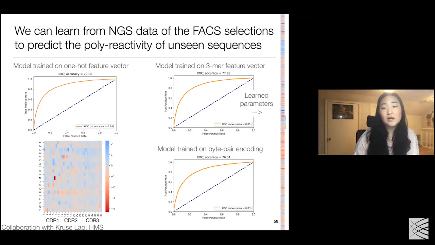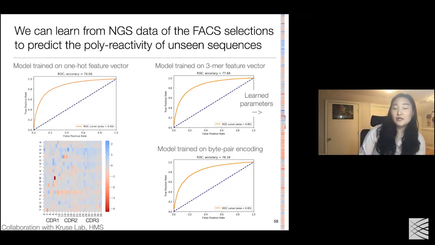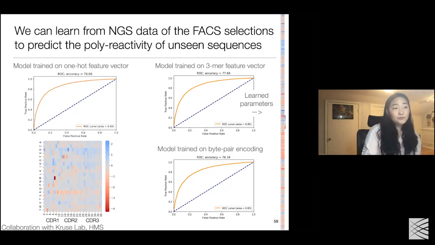Similarly, when we train a model on a 3-mer feature vector, we can see the learned parameters here. There are 8,420 feature vectors, so with sparsity it's not that full set, but you still see many different k-mers that really contribute to our polyreactivity predictions. I've also just included here a model trained on byte pair encoding, which is kind of a generalized form of a 3-mer model.